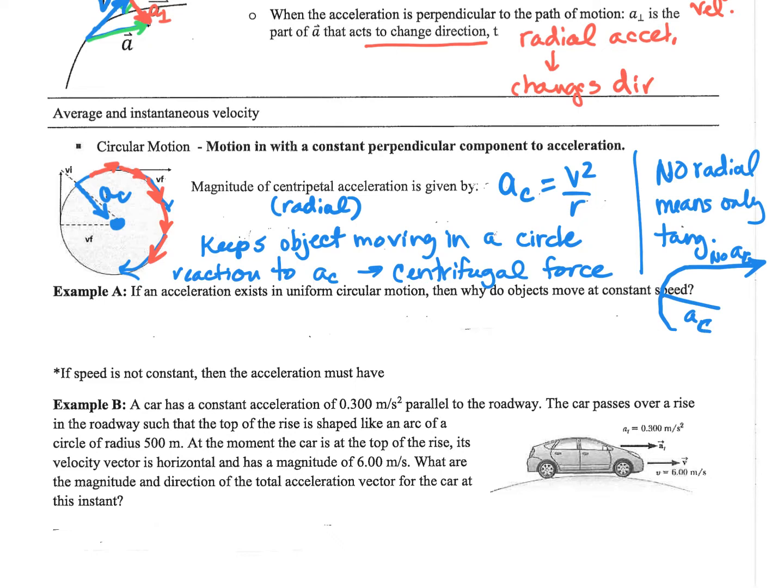But it's the one that presses you back. So if an acceleration exists in a uniform circular motion, then why do objects move at a constant speed? The reason they move at a constant speed is because a tangential doesn't exist in uniform circular motion. In other words, a sub t is equal to 0. However, a centripetal does.